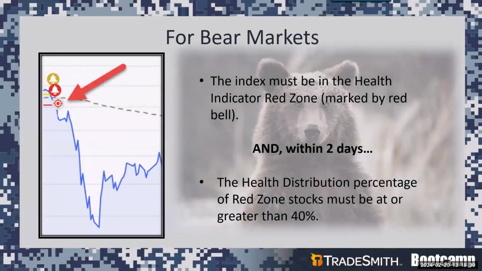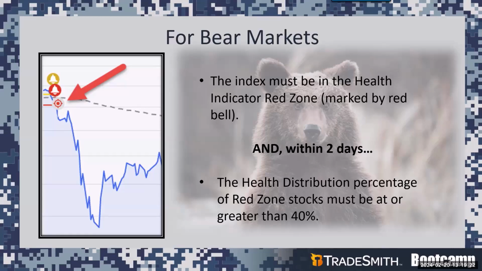Two things must happen for our bear market signal to trigger. One, the index must be in the health indicator red zone, and within 2 days, the health distribution of red zone stocks must be greater than 40%. Okay, so in this case, the health indicator red zone must happen for it to trigger a bear market. And within that 2 days of triggering the red zone, the health distribution, or the percentage of red zone stocks, must be at or greater than 40%.